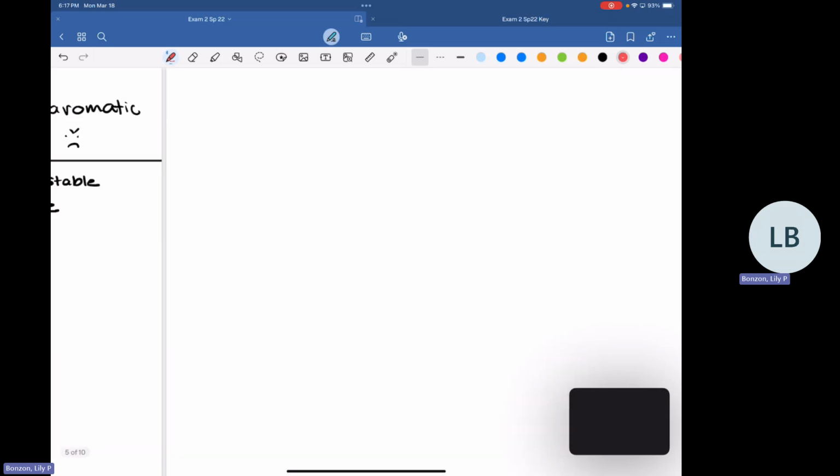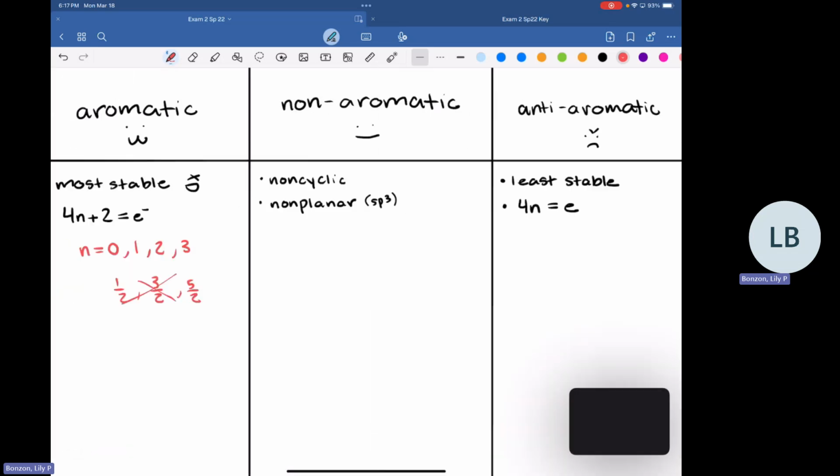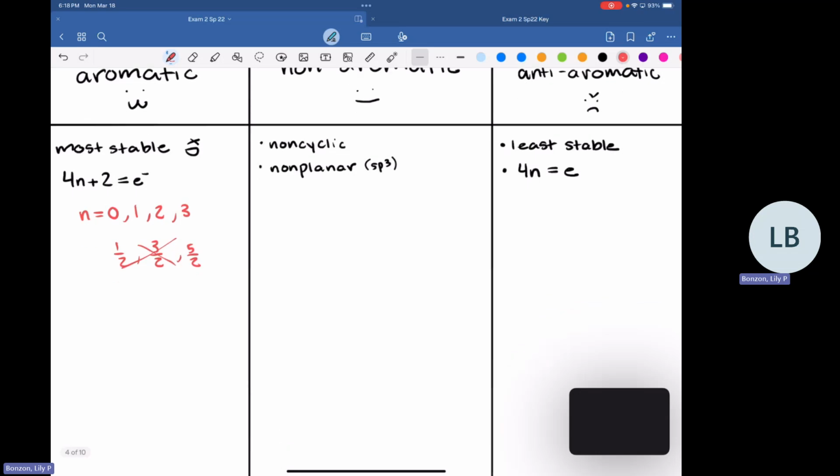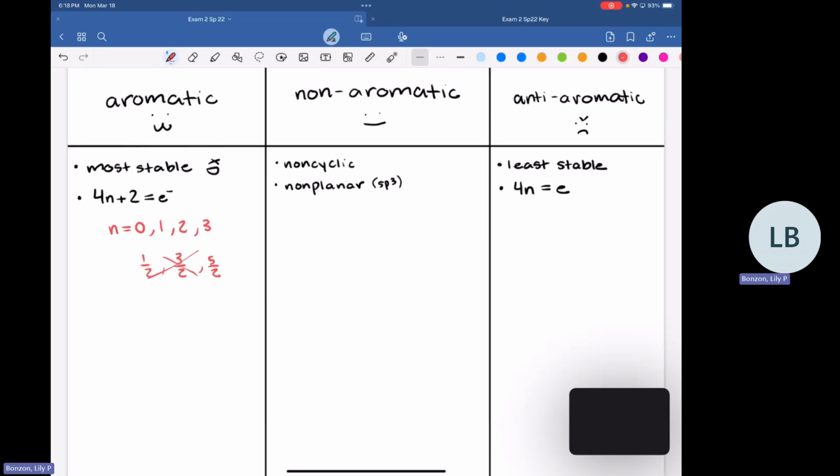And then again, the same for the 4n rule, just depending on which one you want to use. If you want to look for anti-aromaticity, you'd look for 4n with n being an integer, but it'd be the same thing either way. You can just pick one and stick to it. And so our aromatic compounds are going to be the most stable. Our non-aromatic is kind of in the middle, and then anti-aromatic is going to be the least stable.